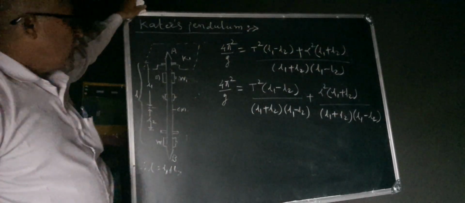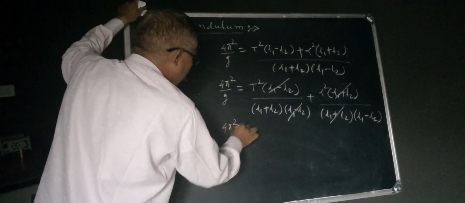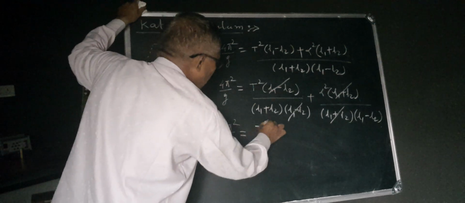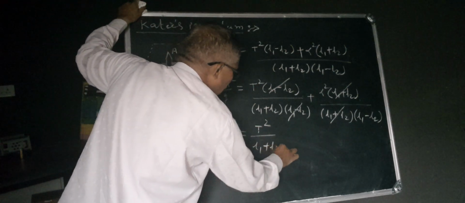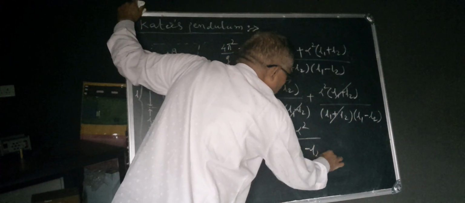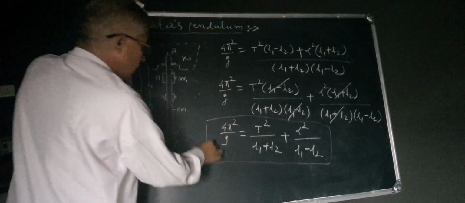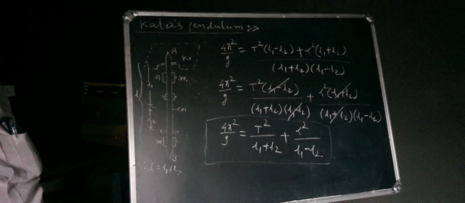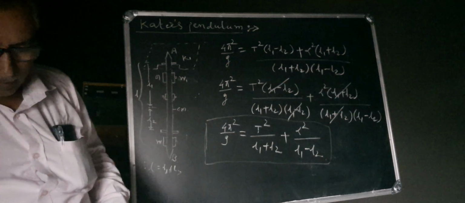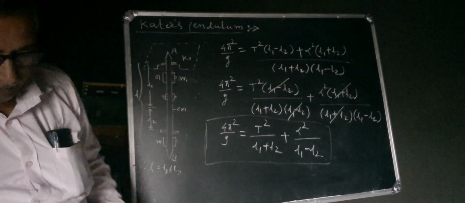The same quantity in numerator and denominator will get cancelled. Here this bracket and this bracket will get cancelled. Similarly, L1 plus L2 and L1 plus L2 will get cancelled. Therefore, 4 pi square upon g equals T square upon L1 plus L2 plus alpha upon L1 minus L2. This is the simplified form of the equation. Now, this equation is not the last form. We have to calculate this equation further, and we'll see that part in the next video.